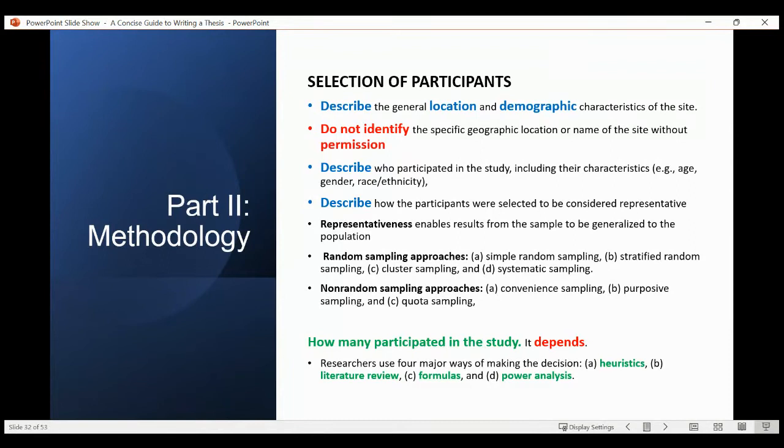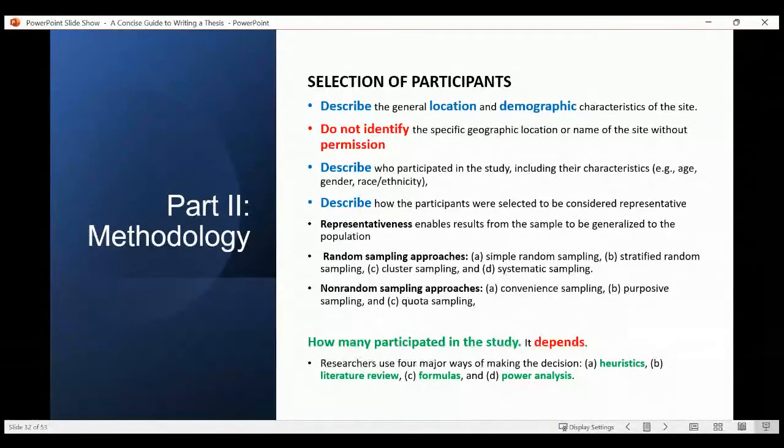The big question here is that all students who have participants in their studies would ask, how many participants? The answer is it depends. It depends on how feasible, how manageable, how you are going to collect your data. But there are four ways of making the decision.